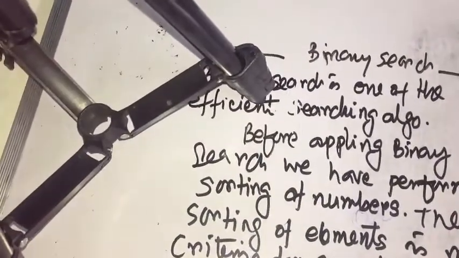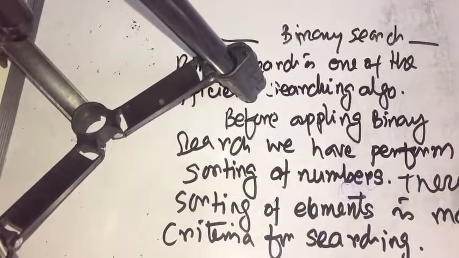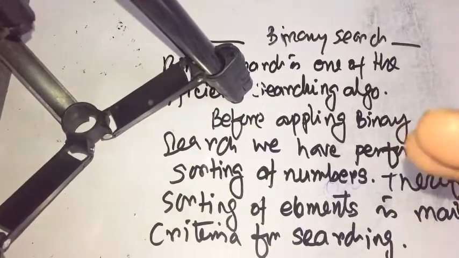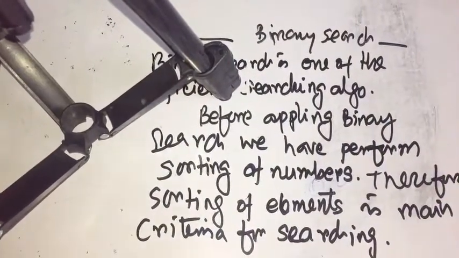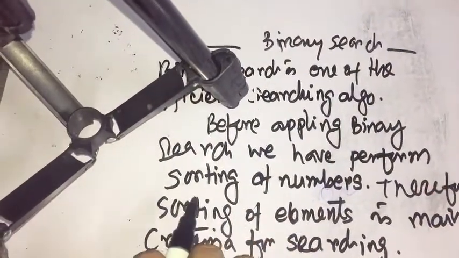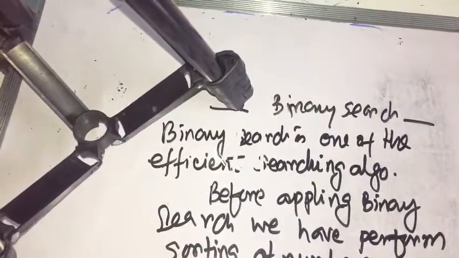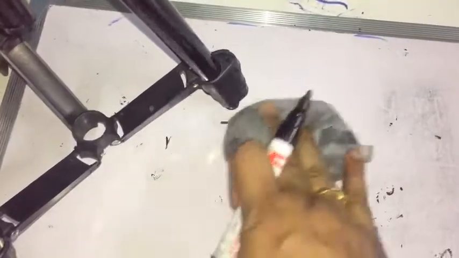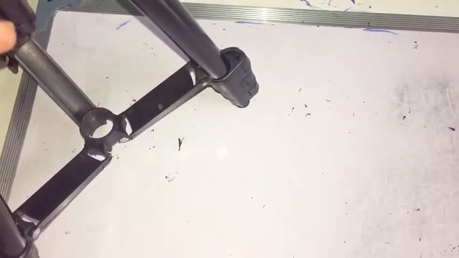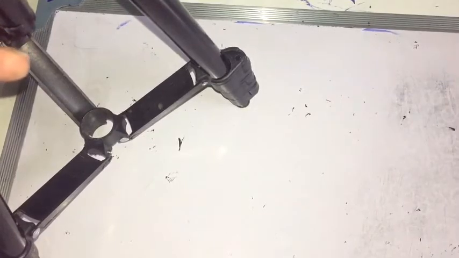So, binary search is one of the efficient searching algorithms. Before applying binary search, we have to perform sorting of numbers. Therefore, sorting of elements is the main criteria of binary search. Binary search is based on the divide and conquer strategy.